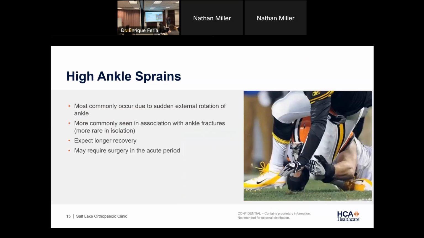Moving on to high ankle sprains. Again, this is typically a more serious injury than your low ankle sprain. It's commonly seen with sudden external rotation of the foot, like you can see in the picture here, where the body's externally rotating over the foot that's planted on the ground. It's rare to see them in isolation. They're typically more commonly seen in the setting of an ankle fracture. And you can definitely expect a longer recovery with these as opposed to your low ankle sprains. And like I said, sometimes these do require surgery in the acute period.